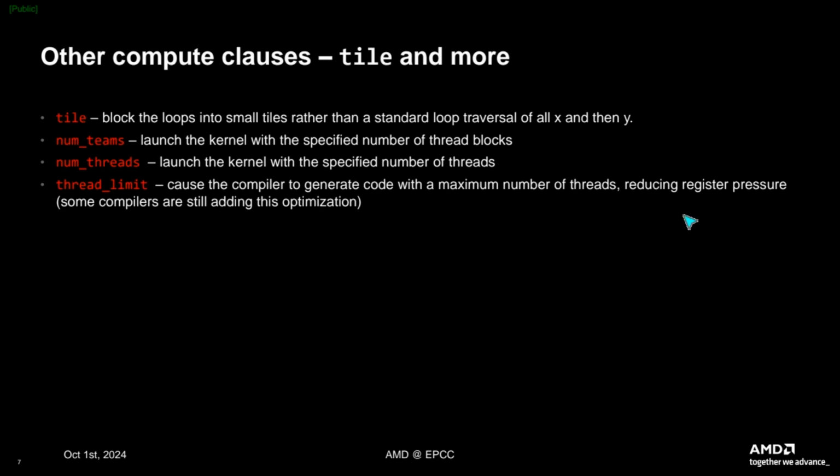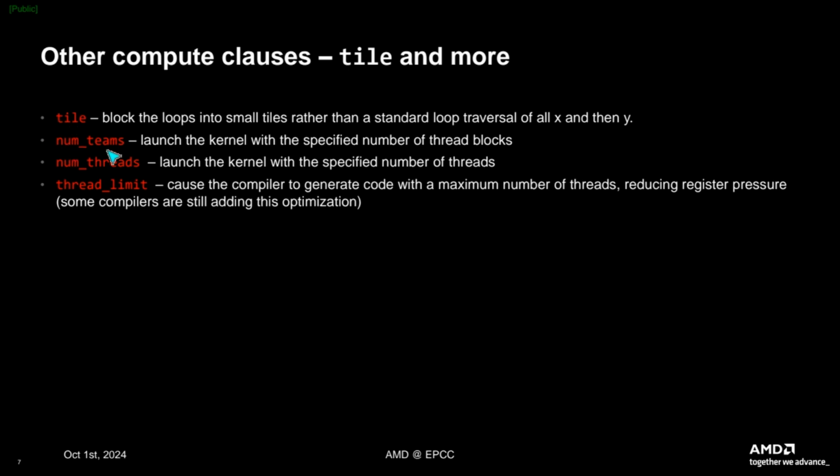Okay, other compute clauses. So here we have a couple more: tile, num_teams, num_threads, thread_limit, things that give you a bit more explicit control of what's going to happen. So for this tile clause, this is going to block your loop into small tiles rather than a standard loop traversal of all X and then Y values. So if you think about HIP tiled codes, this is what OpenMP is giving you, this flexibility to tile the loop.